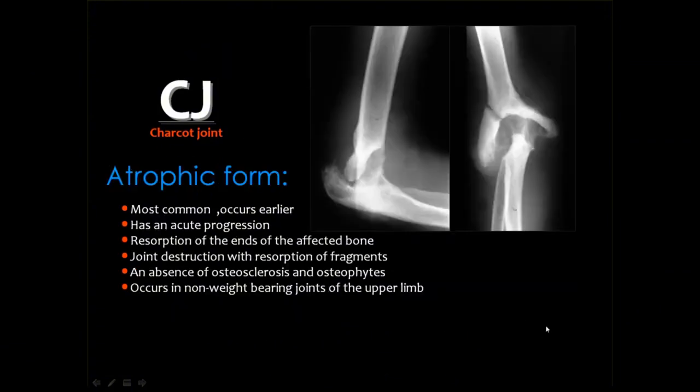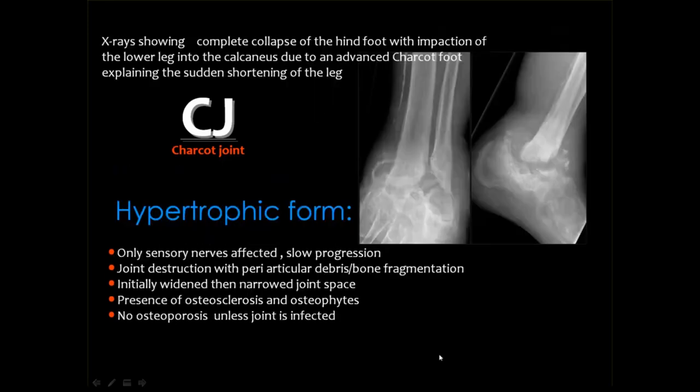We have two types of Charcot joints: the atrophic form, which is the most common and occurs earlier and has an acute progression with resorption of the ends of the affected bones, joint destruction with resorption of the fragments, and there is no osteosclerosis or osteophytes. And this occurs in the non-weight bearing joints of the upper limb, like you see here in the elbow. And the hypertrophic form, and this is a slowly progressive disease where the sensory nerves are affected.